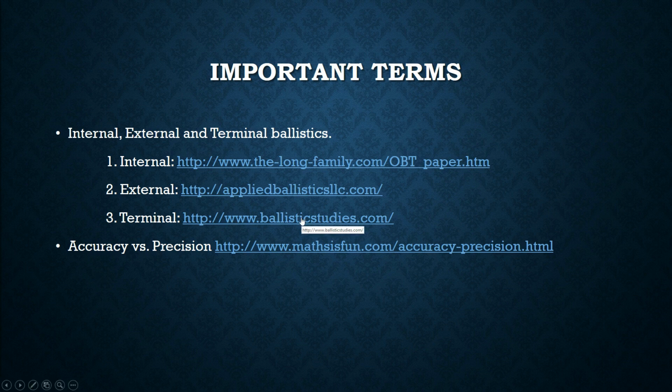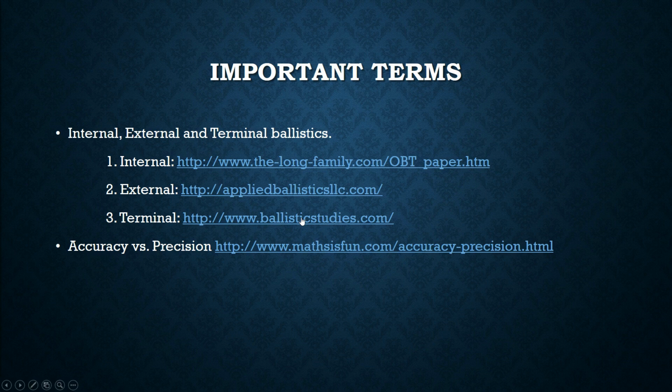So, important terminologies we need to know. First, we need to know the difference between internal, external, and terminal ballistics. And I will provide links not only in this slideshow, but also in the description. But the basic gist of it is internal ballistics is everything that happens inside the gun, between the time when the trigger is pulled and when the bullet exits the bore.